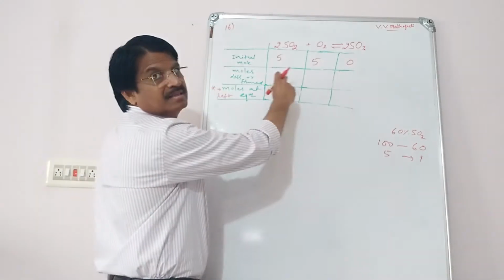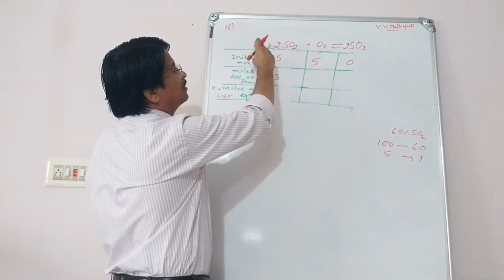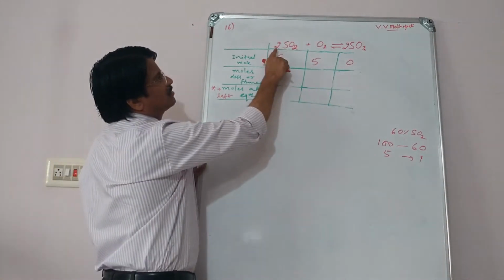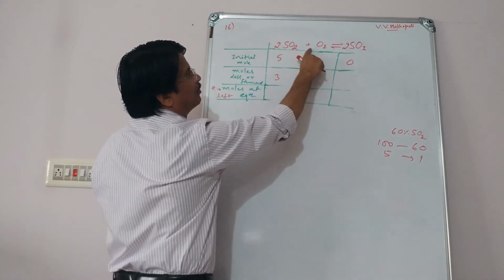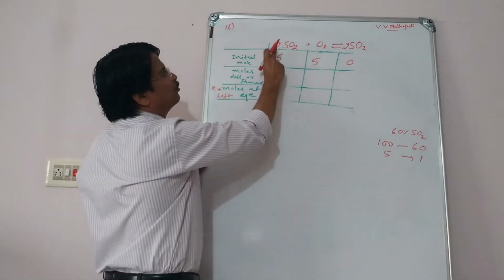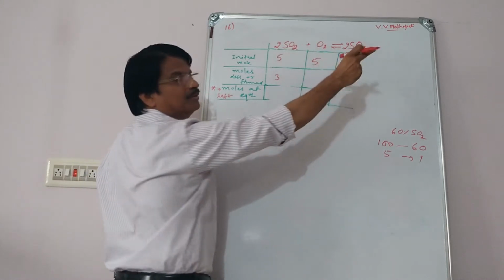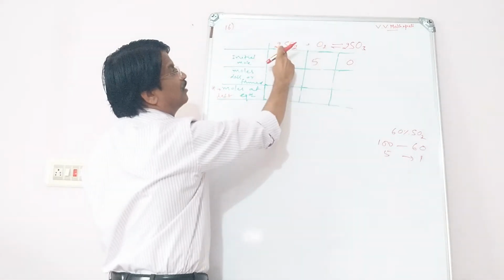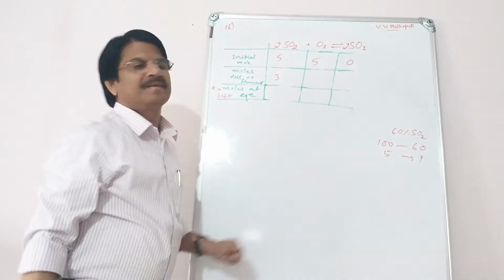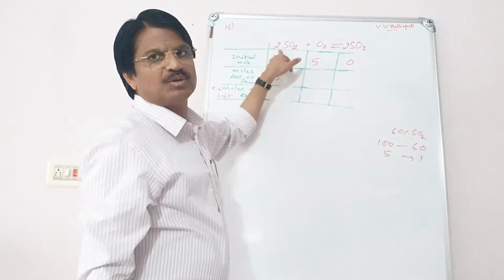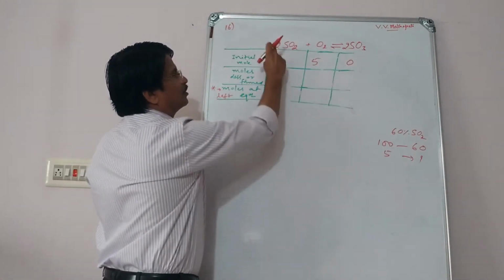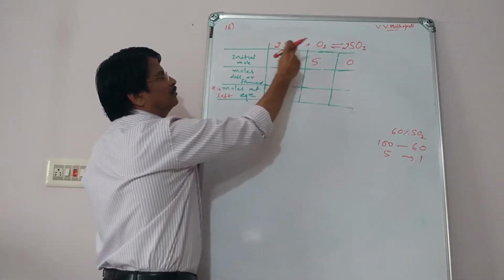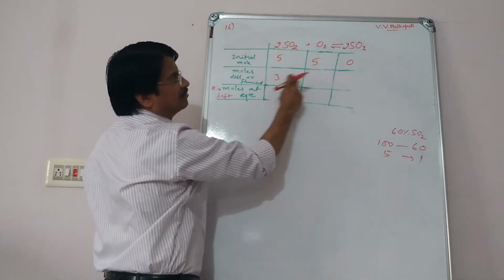The second line is completed by referring to the theoretical equation. The theoretical equation says 2 mole and 1 mole combine to give 2 mole. When 2 mole of SO2 disappear, the same mole of SO3 appear, but the O2 moles are half of the SO2 moles. Therefore, 3 mole of SO2 reacted.